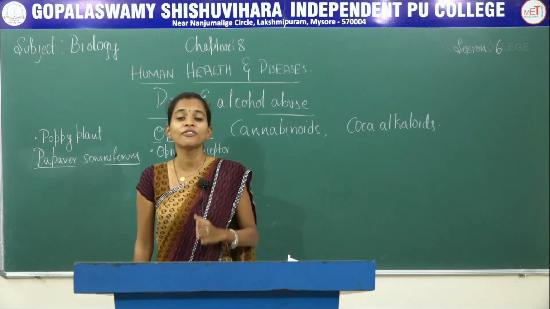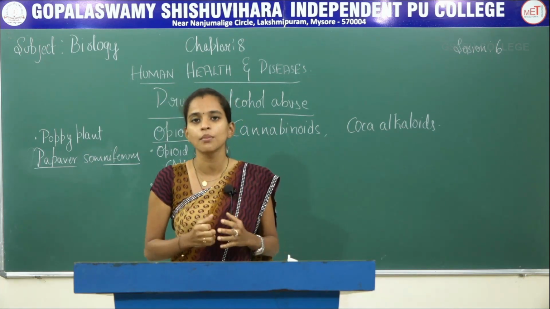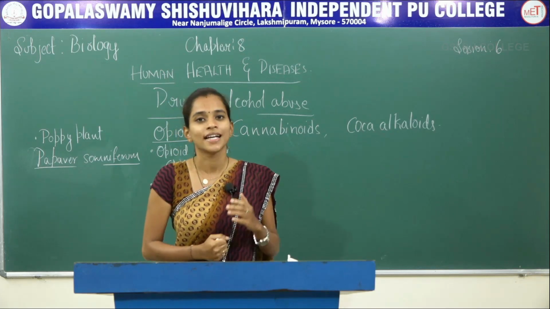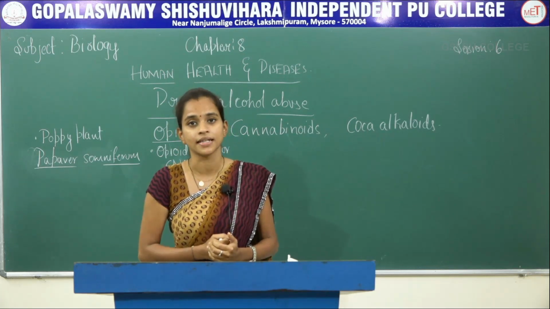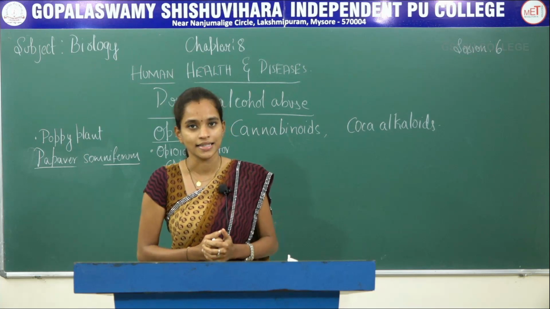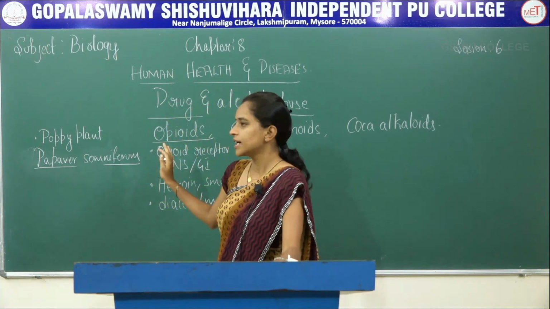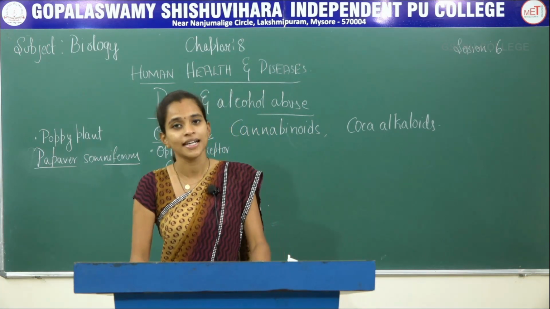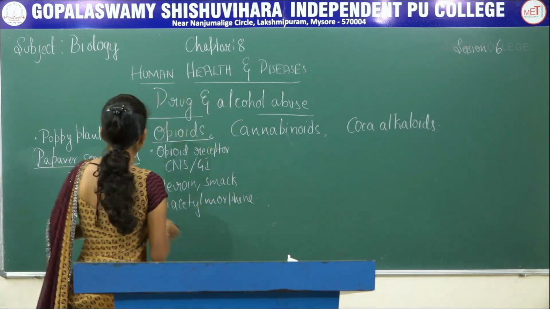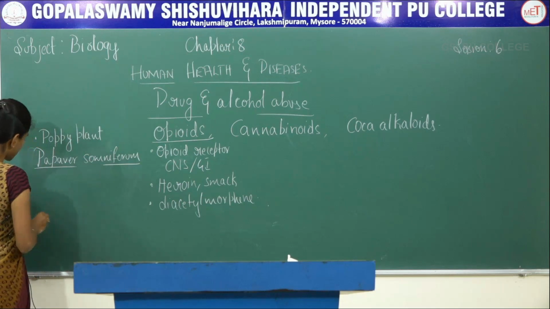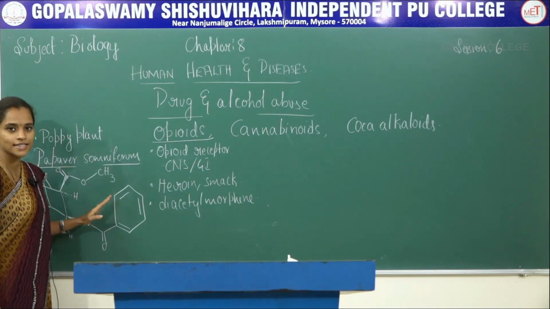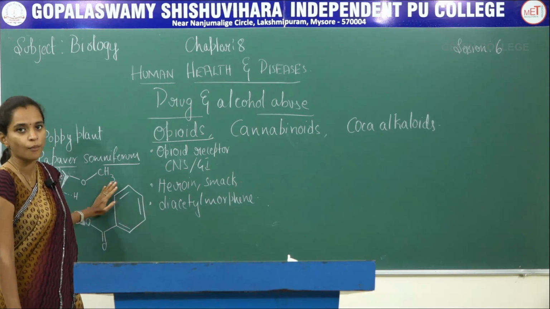This is a type of depressant, that means it reduces the body's normal functioning rate, it slows down body functioning, that is why it is called a depressant. It leads to mental illness. Here the chemical structure of morphine can be identified, so let me draw the chemical structure of morphine now. This is the chemical structure of morphine.